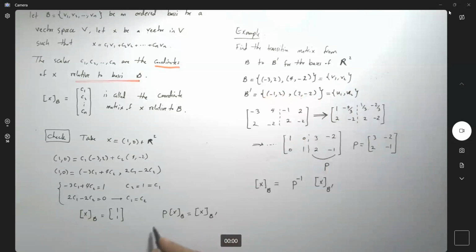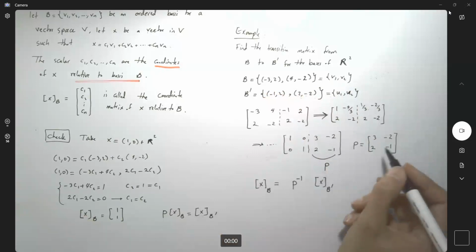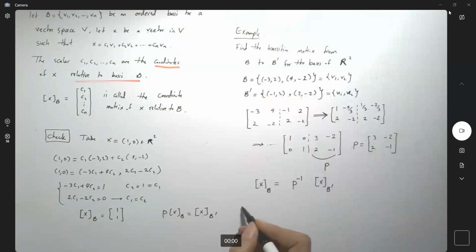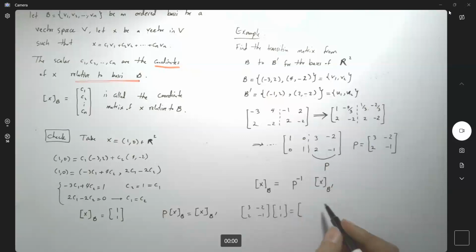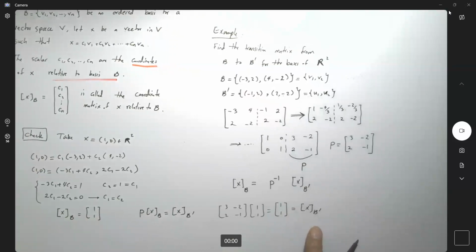Take a look, just do the multiplication. I already know what P is: (3, -2; 2, -1) multiplied by (1, 1). So just multiplication: 3 times 1 minus 2 times 1, and 2 times 1 minus 1 times 1. So we expect to get this column matrix if we find the coordinates of x with respect to B prime. Let us check to see if it's true or not.